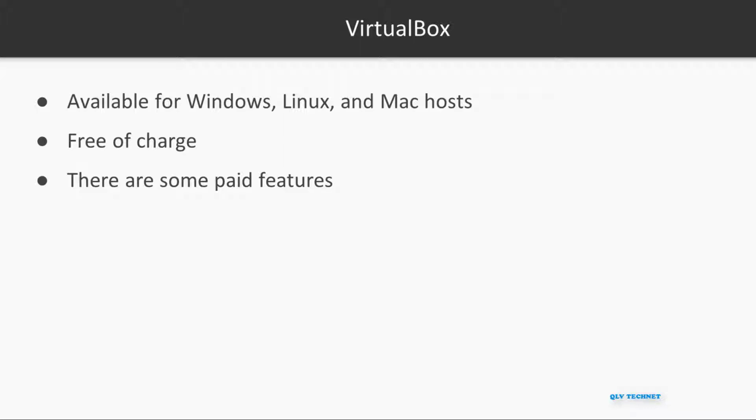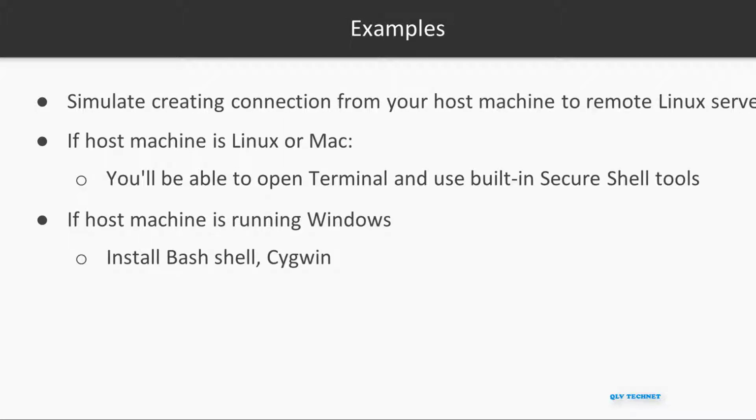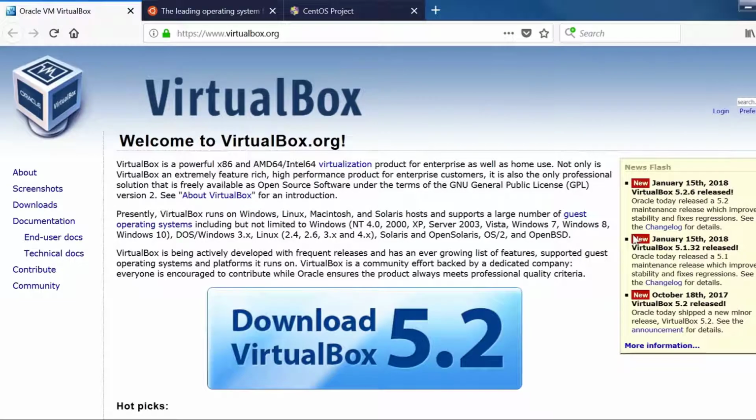virtual machines. Some of the labs that we'll be doing will require you to simulate creating a connection from your host machine to a remote Linux server. If your host machine is either a Linux or a Mac machine, you'll just be able to open the terminal and use the built-in secure shell tools. If your host machine is running Windows, you'll need to install some sort of bash shell, which we'll do by installing Cygwin.